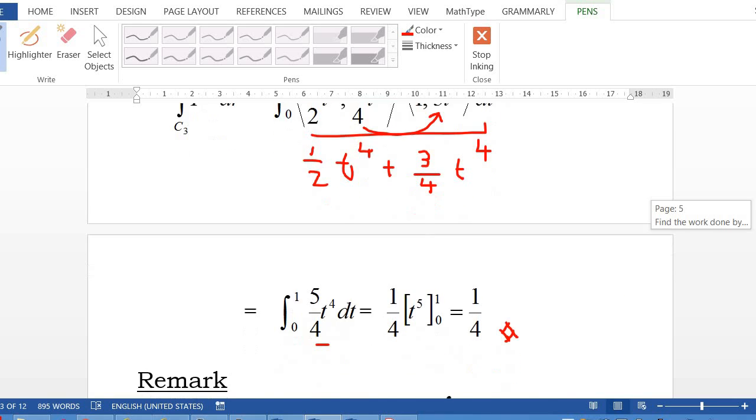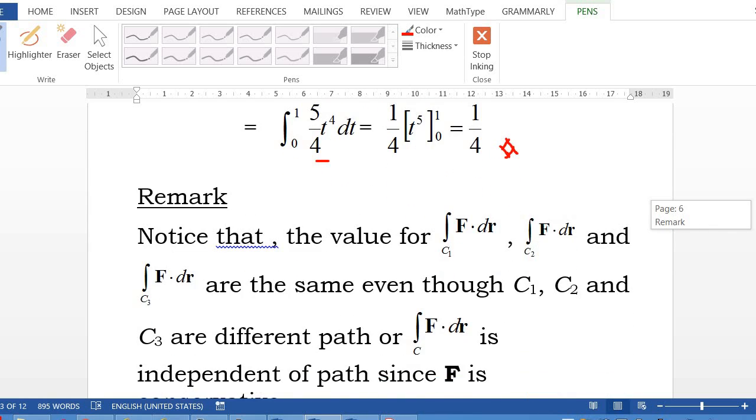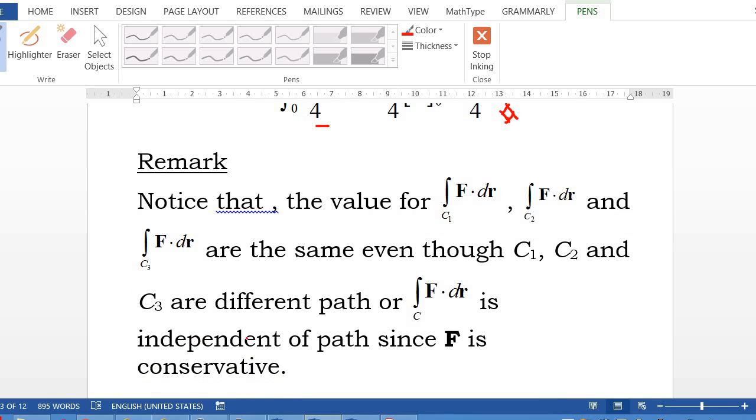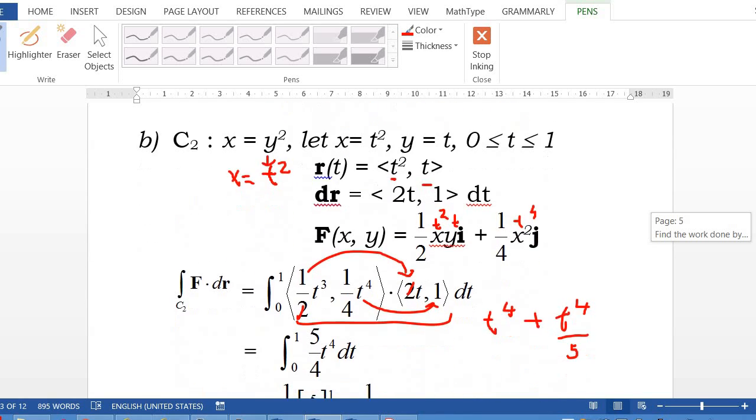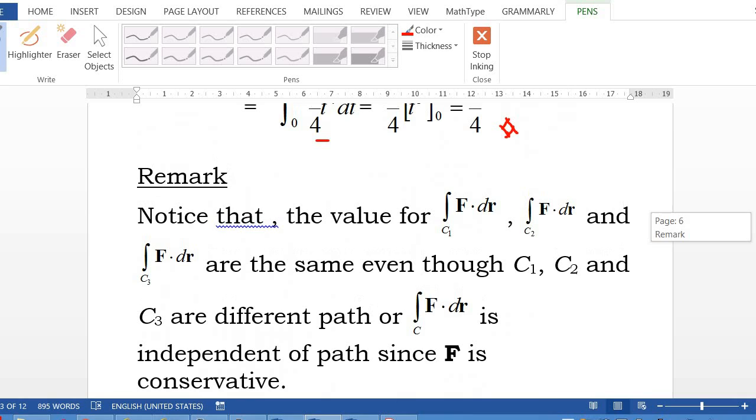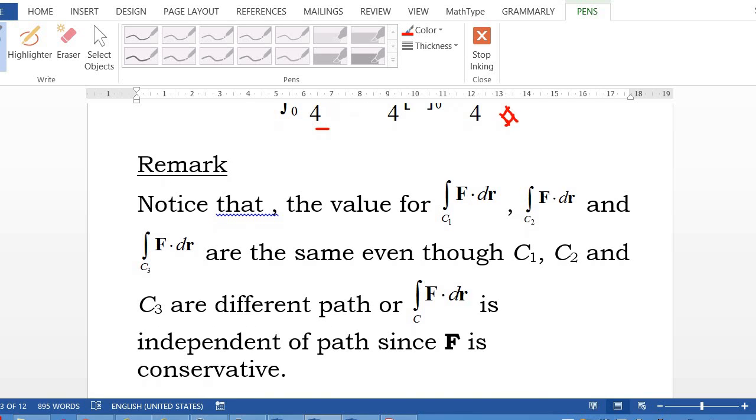So you notice that the line integral along curves C1, C2, C3, different paths, gives the same answer. This is what we mean: line integral is independent of path if and only if F is conservative. C, you get 1 fourth. B, you get 1 fourth. A, you have 1 fourth. Different paths, we get the same answer. So this is what we call independent of path, because F is conservative.